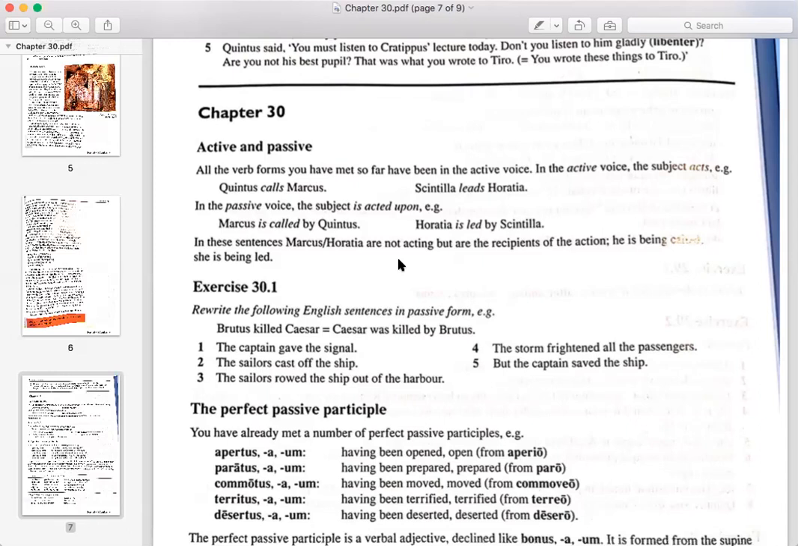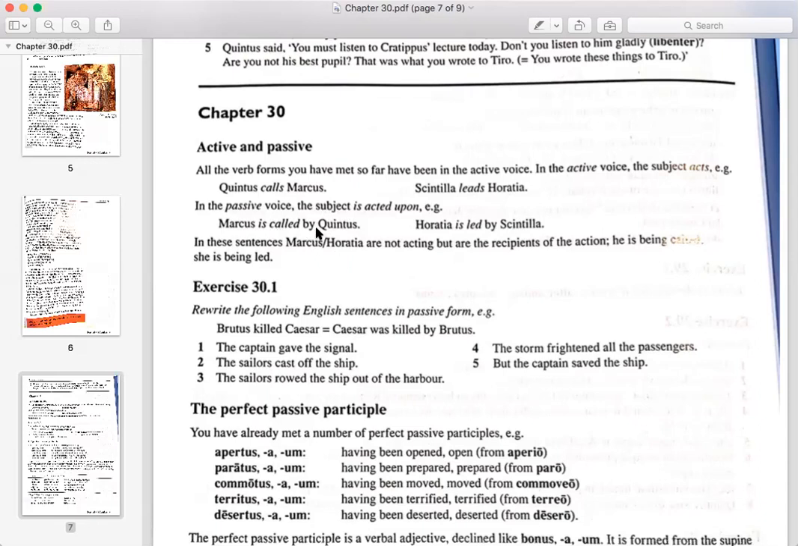Everything you've met so far is active, wherein the subject is performing the action of the verb. So Quintus calls Marcus, Scintilla leads Horatia. In the passive voice, the subject is acted upon. So here, we're just going to flip it. Marcus is called by Quintus. Horatia is led by Scintilla.